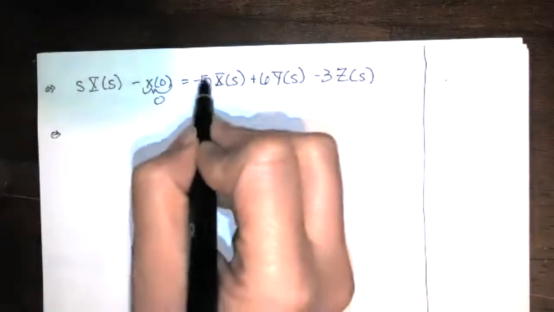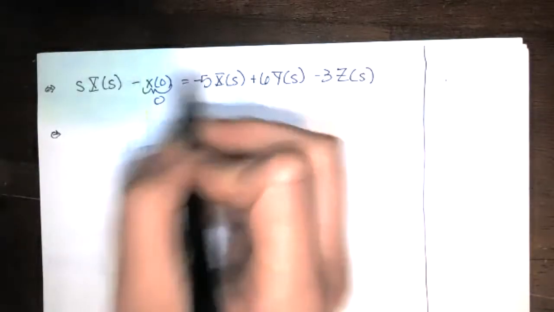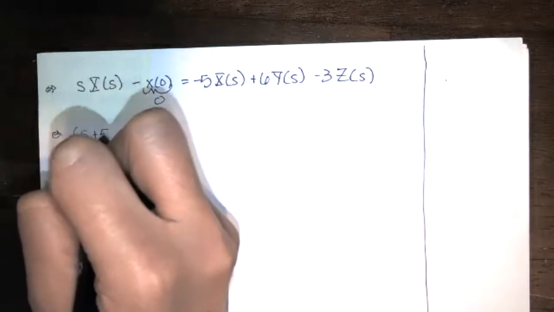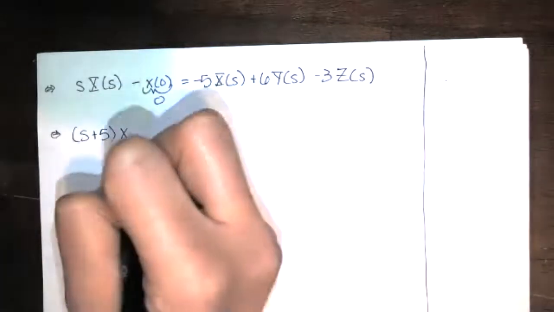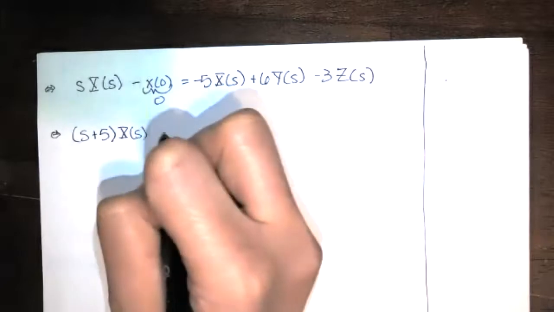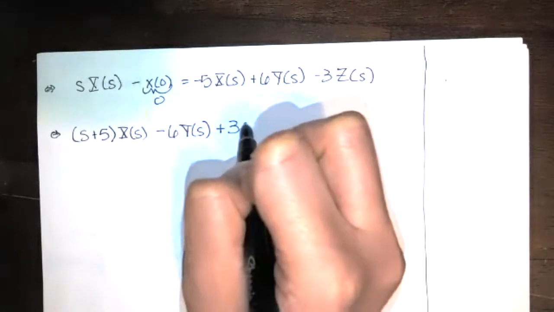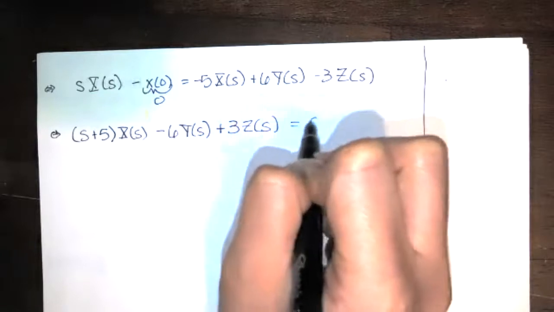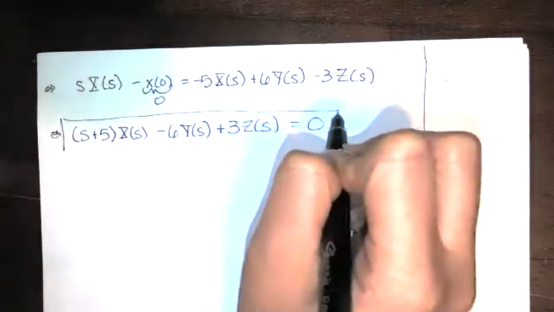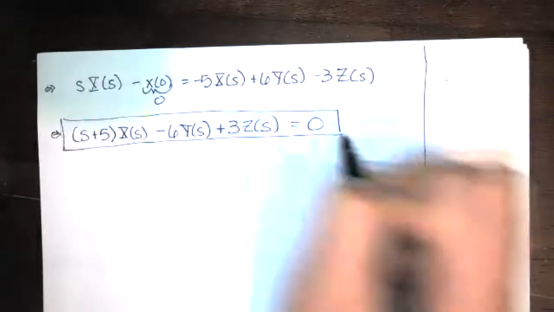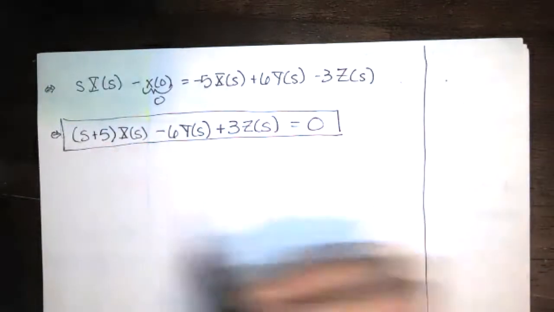So we'll add 5 times x of s to both sides, and then we'll group the x of s terms. So we'll have s plus 5 times x of s minus 6y of s plus 3z of s equals 0. And that's our first equation. We want 3 equations and 3 unknowns.